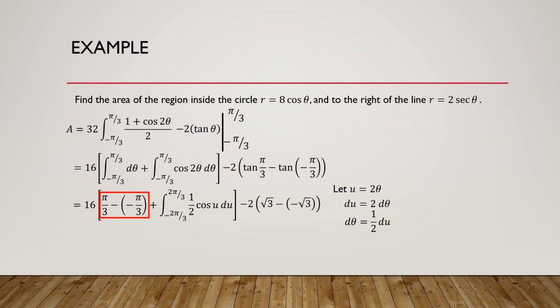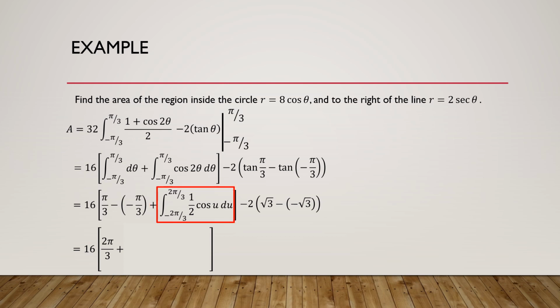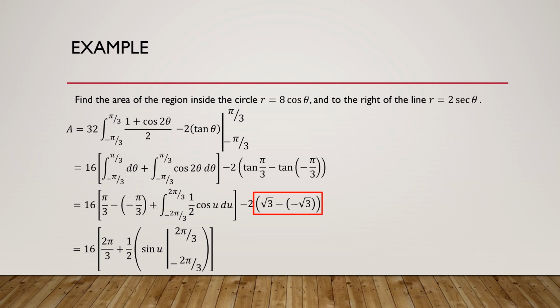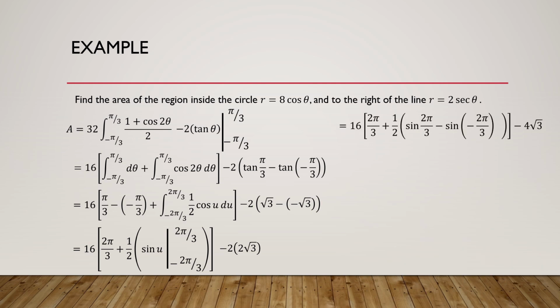On the next step, pi over 3 minus negative pi over 3 is 2 pi over 3. Then remove the 1/2 from the integral, and we are left with sine u evaluated from negative 2 pi over 3 to 2 pi over 3. The square root of 3 minus negative square root of 3 is equal to 2 times the square root of 3. Now we are left with 16 times the quantity of 2 pi over 3 plus 1/2 times the quantity of sine 2 pi over 3 minus sine negative 2 pi over 3, minus 4 times the square root of 3.